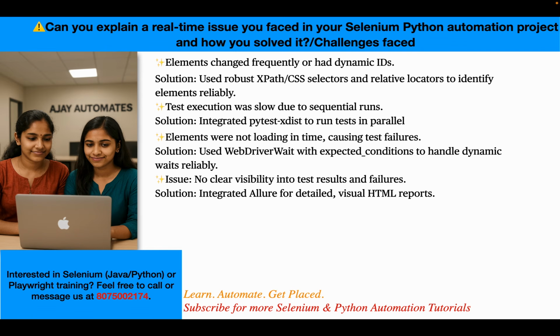Next question is, can you explain a real-time issue you have faced in Selenium or Python automation framework and how did you solve it? Or this can be asked like, what are the challenges you have faced during automation? Elements might change frequently in your application. Sometimes developers change the web elements, because of which my XPath or locators keep failing. That is one challenge I have faced, and test execution was slow due to sequential runs. In this case parallel execution helped us.